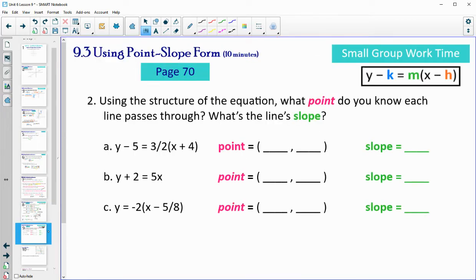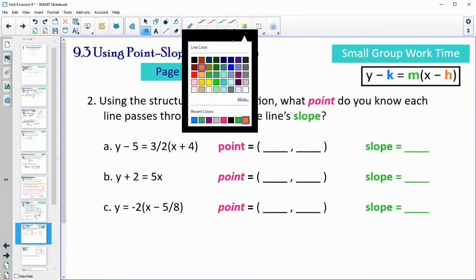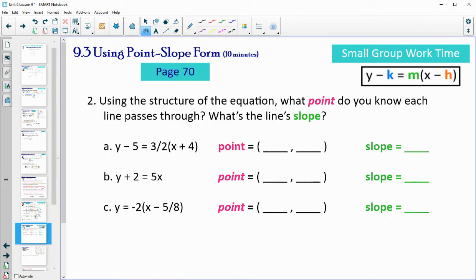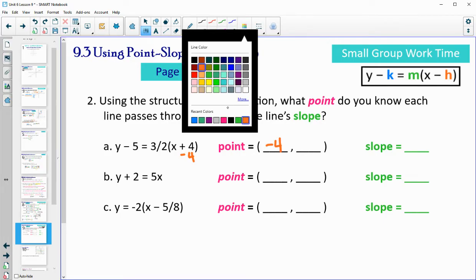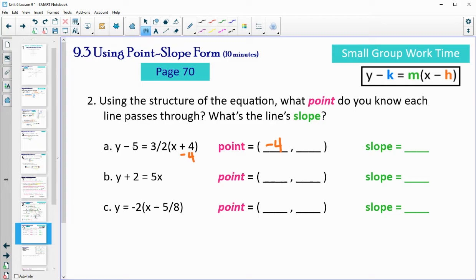Then let's take a look at some that are already written and just figure out the point that it goes through and the slope. So the x coordinate here, in order for this to turn to +4, we plugged in a -4. So the x coordinate is -4. The y coordinate, we plugged in 5. So -4, 5 is the point. Slope is 3/2.